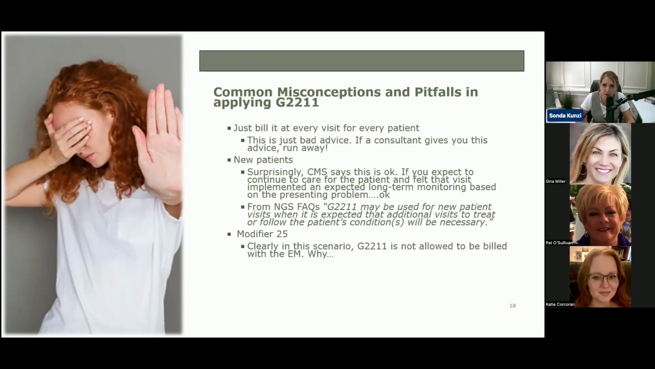There were some other frequently asked questions with some MACs. It's kind of nice when you're trying to put guardrails around things when these Medicare administrative contractors come in and give us something. And they said it can be used for a new patient when it's expected that there's going to be additional visits. We're going to need to treat them. We're not just going to bring them in, give them amoxicillin or whatever, and then send them on their way. So be careful. And obviously, anytime the modifier 25 is on, please don't mess up your claim because you definitely don't want that to happen to you.